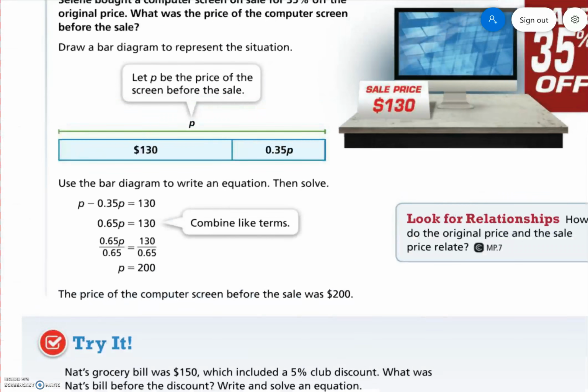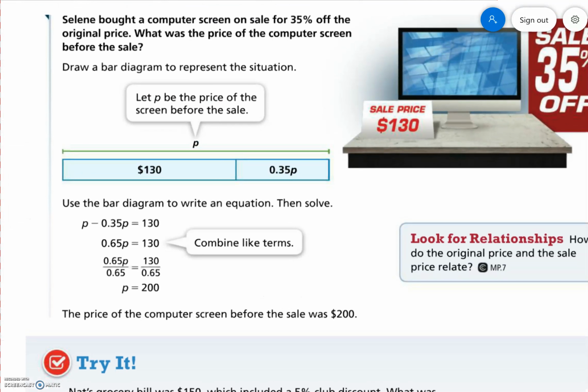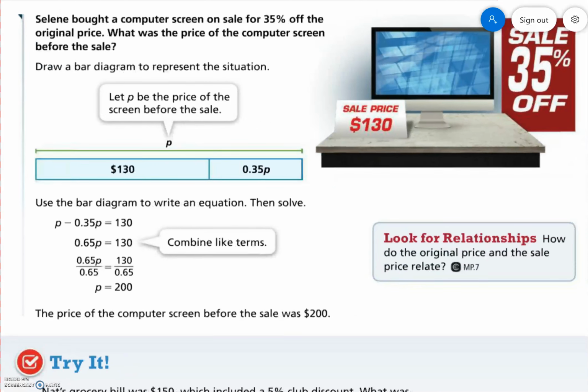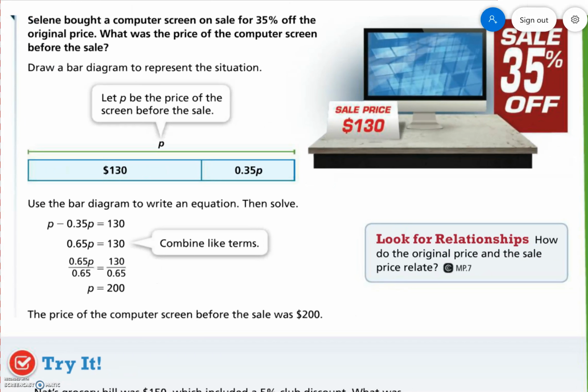Example 2. Celine bought a computer screen on sale for 35% off the original price. What was the price of the computer screen before the sale? Draw a bar diagram to represent the situation. So P is the price of the whole computer. She bought it for $130. So that means there was some extra that she didn't pay for because it was on sale.